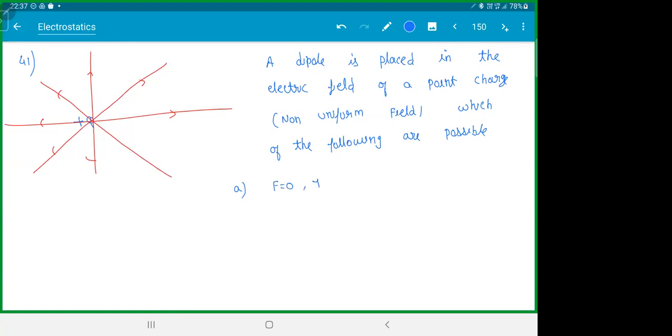Force 0, torque 0. Force 0, torque not 0. Force not 0, torque 0. Means you can keep the dipole however you want. You can keep the dipole like this, anything. Keep it anywhere you want. Which of the following are possible? Can you have a situation where force is 0, torque is 0, force is 0, torque is not 0, and so on? Let's finish off the last one for the day. With this, we are done with the chapter also.